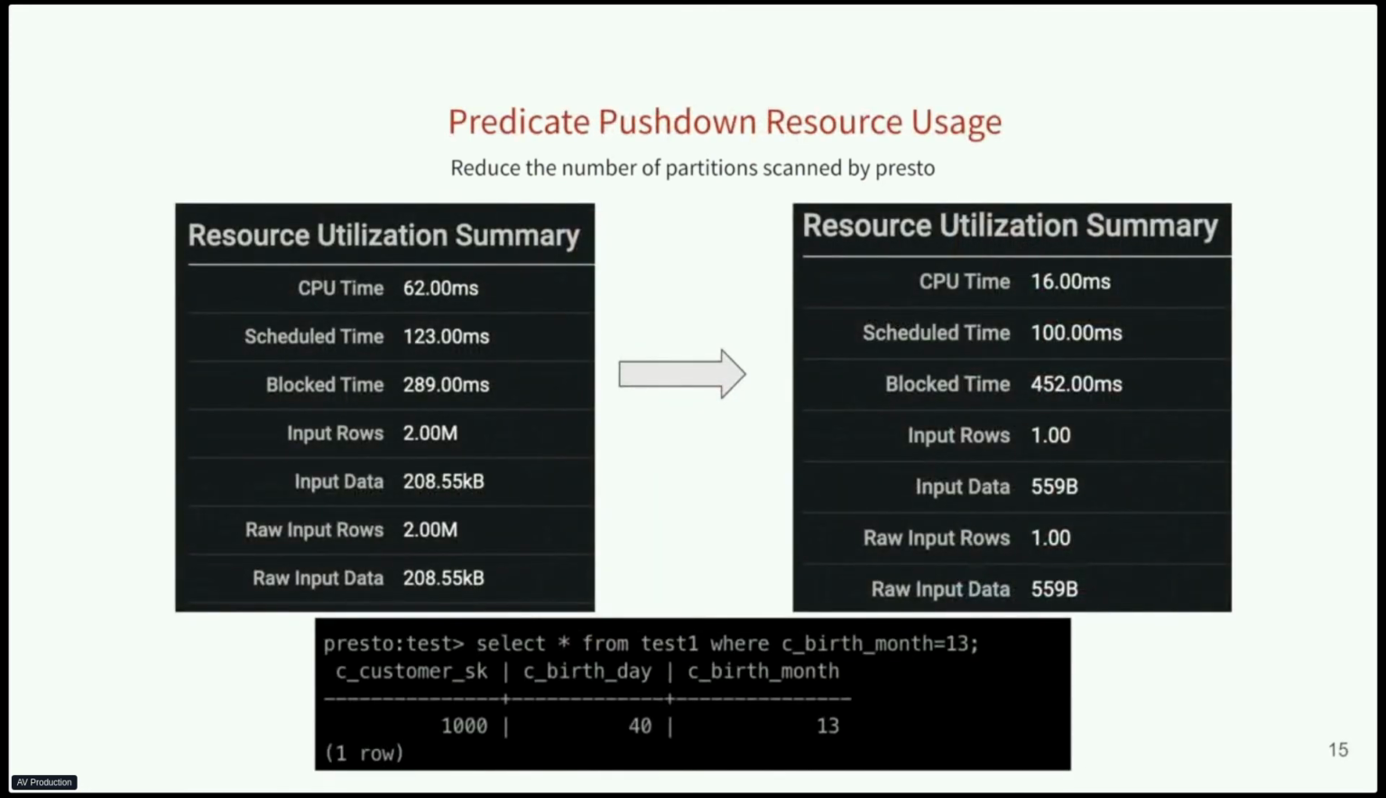Here are some results of the predicate pushdown for this query. For birth month 13, it's fake data made by me. It's only 1 row. So here we can see without the predicate pushdown, we scanned all of these 2 million rows. But with this predicate pushdown, we only have 1 input row. We can also see the input data is much smaller than before, and also the CPU time. We speed up the query by doing the predicate pushdown.